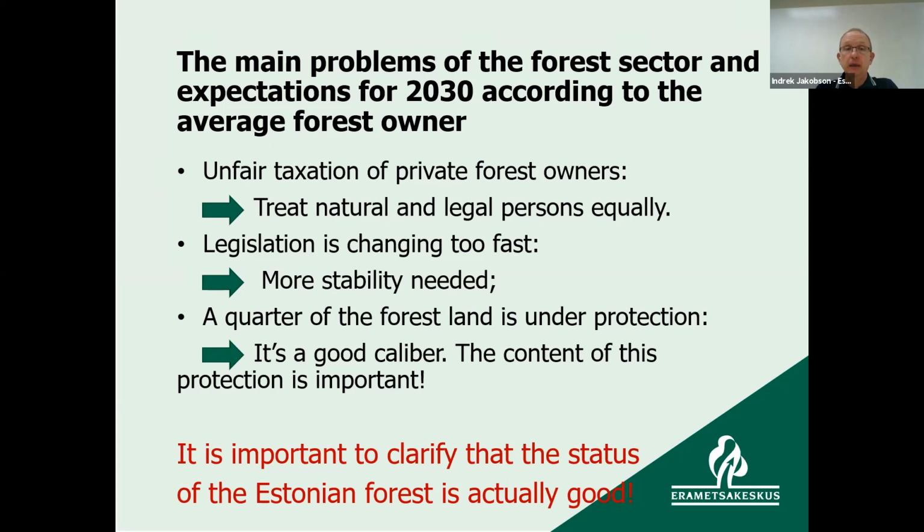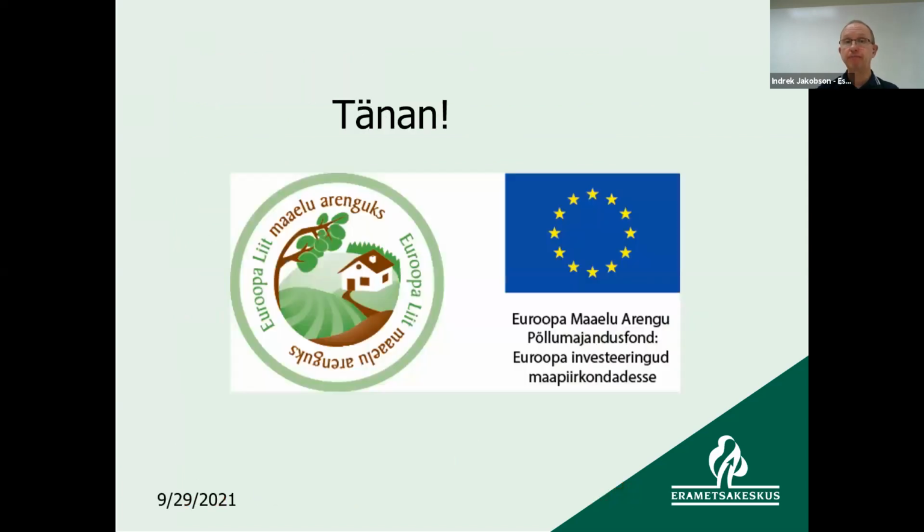And yes, we have a quarter of forest land at the moment in Estonia under protection. We are satisfied with this number. It's a good figure, but we have to keep in mind the content of this protection: what does this protection reflect, and what kind of forest land is under protection? This is the key. This is important. And the final result is that it's important to clarify that the real status of the Estonian forest is actually good. Thank you.